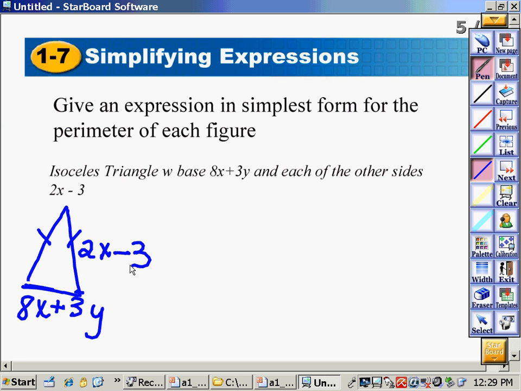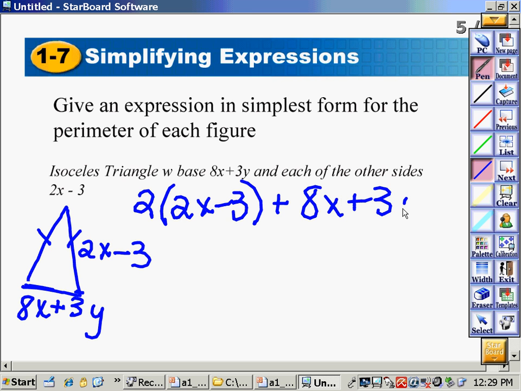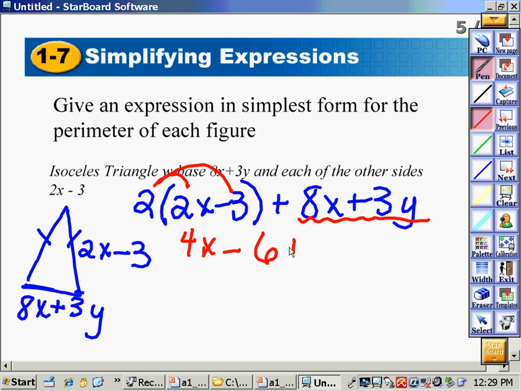So how many 2x minus 3's do we have? We have 2 of them, 2x minus 3, and then we have an 8x plus 3y. I'm going to just have to distribute this, so I have 2 times 2x is 4x. 2 times a negative 3 is minus 6. The 8x plus 3y doesn't have anything in front of it to distribute, so what am I going to do? That's right, drop it.